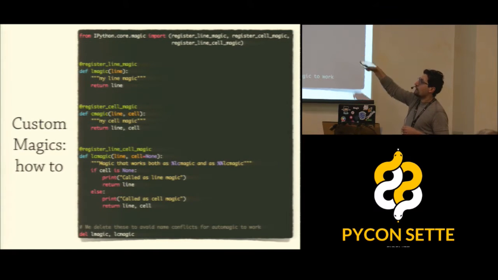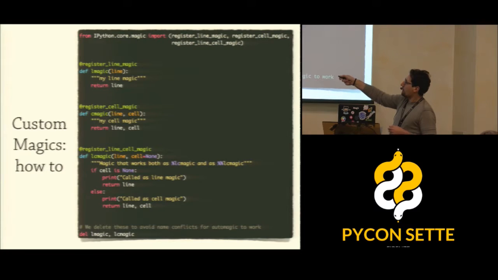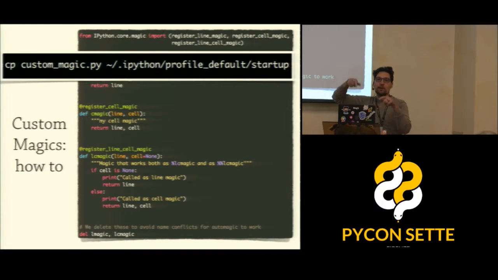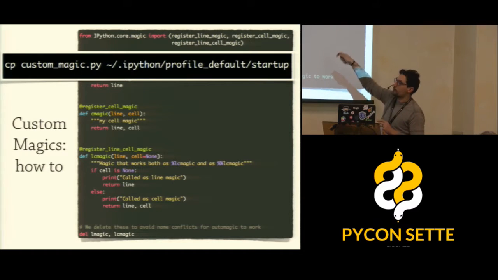In case of a line magic, you get the line as the argument. In case of a cell magic, you get the line and the cell. And in case of a line cell magic, you may have the optional parameter cell, depending on how you use it, of course. So if cell is None, it means that this is being called as a line magic. And all you need to do after that is copy your file, which I called, for simplicity, custom_magic.py, in this particular folder. Of course, I'm running on my Mac, and this applies also to Unix-based machines in general, so Linux, for instance. Not for Windows, where the path is a bit different, but it's just a matter of file path.